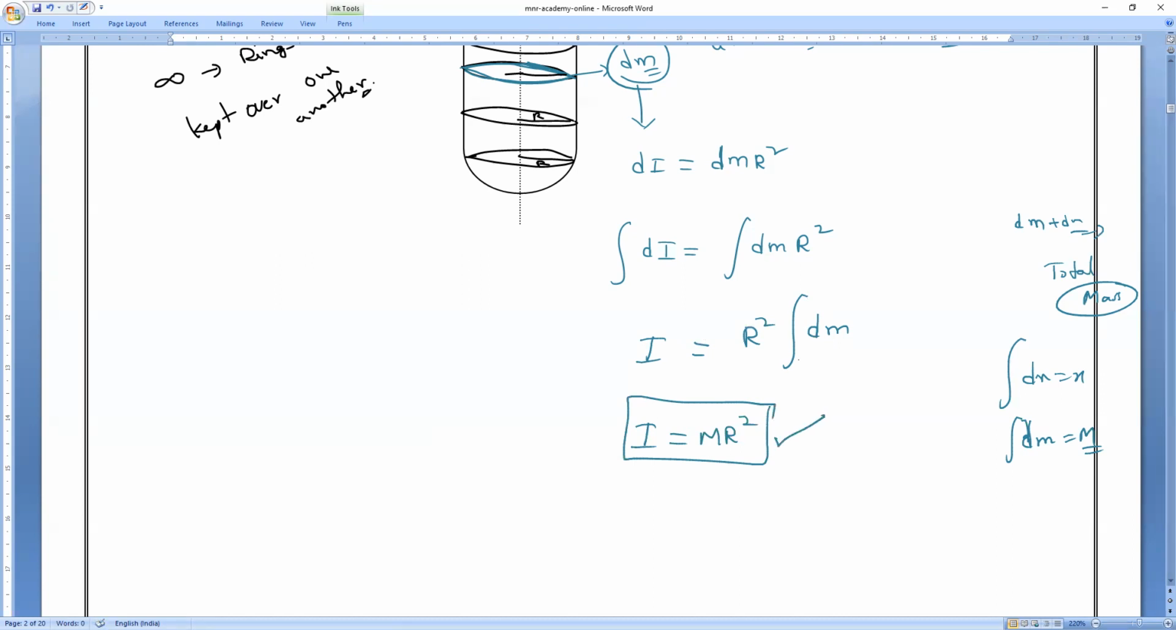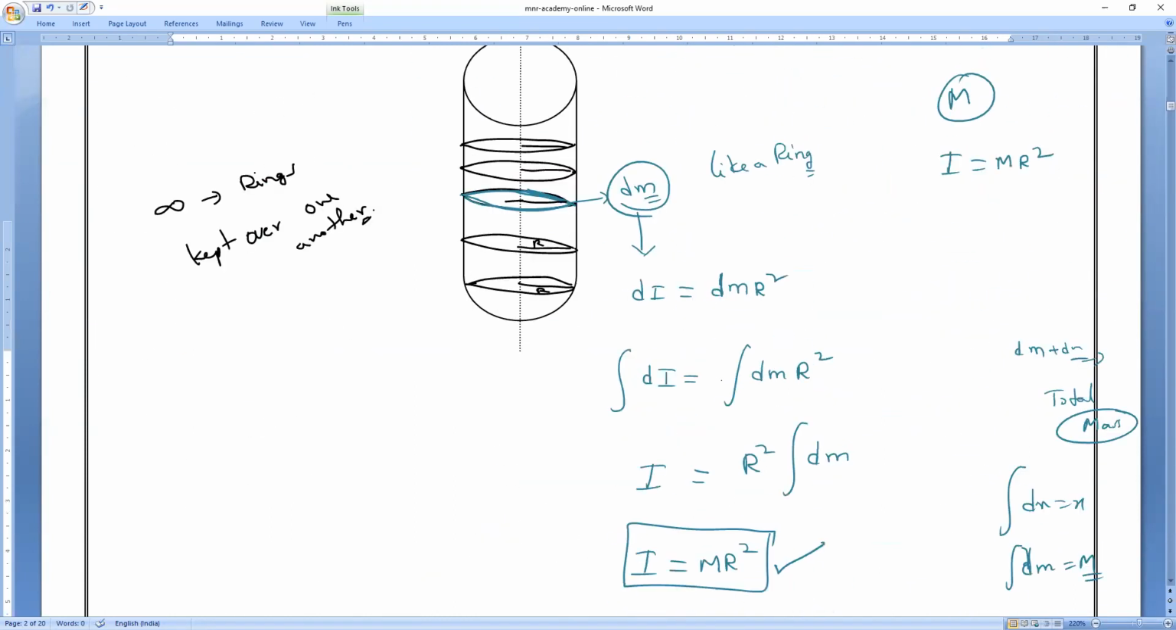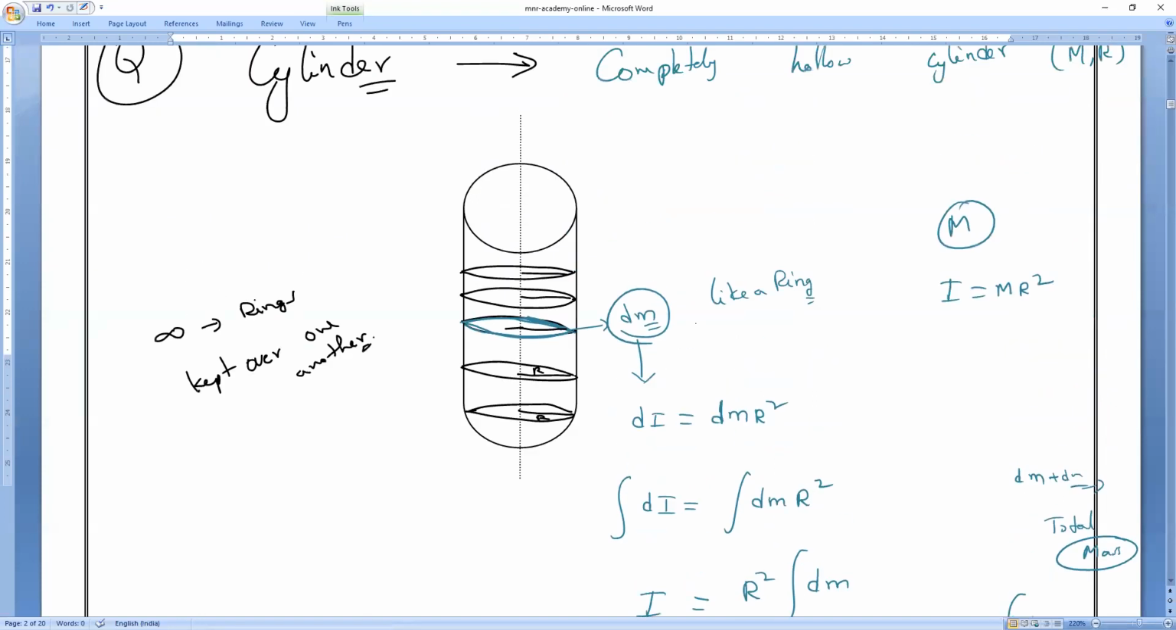Same thing. So the ring and the hollow cylinder, both moments of inertia remain the same. That is what I just wanted to say. I hope you all understand, everybody. Clear? Which cylinder is it? A completely hollow cylinder. So the moment of inertia of a completely hollow cylinder and of a ring both remain the same. That is what you have to remember. Okay, guys, all of you completed? If you completed, then we'll proceed further.